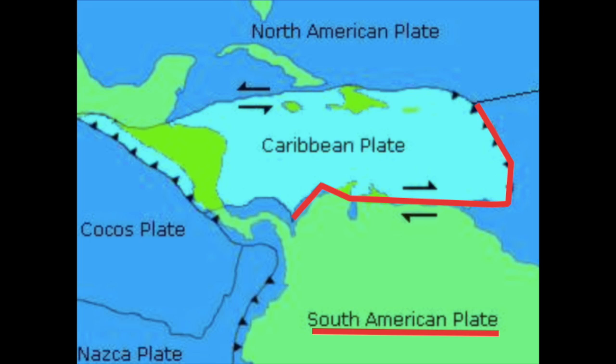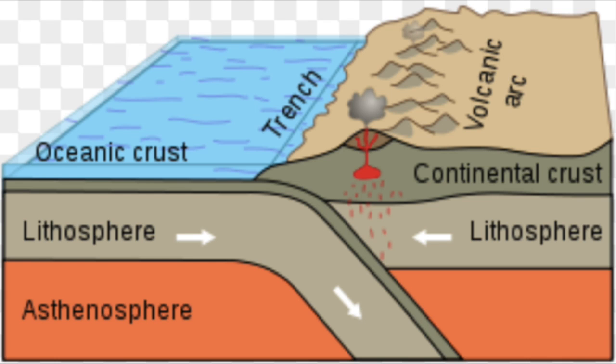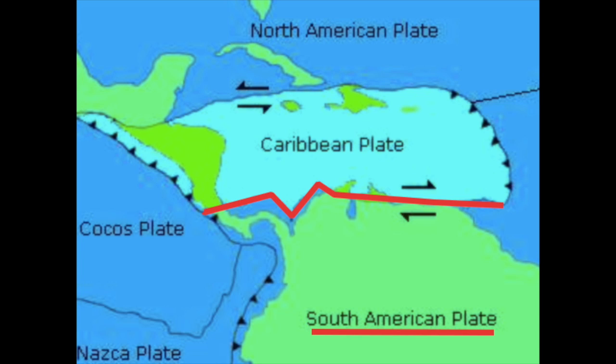To the east and south of the Caribbean Plate lies the South American Plate. The eastern border between these two plates is a convergent boundary, which is also known as a subduction zone. The South American Plate is being pulled under the Caribbean Plate. This boundary contains 17 active volcanoes. The southern boundary between these two plates is a combination of transform and convergent boundaries. This is a very complex boundary, and earthquakes frequently occur there. The Caribbean Plate is moving 22 millimeters a year in relation to the South American Plate.